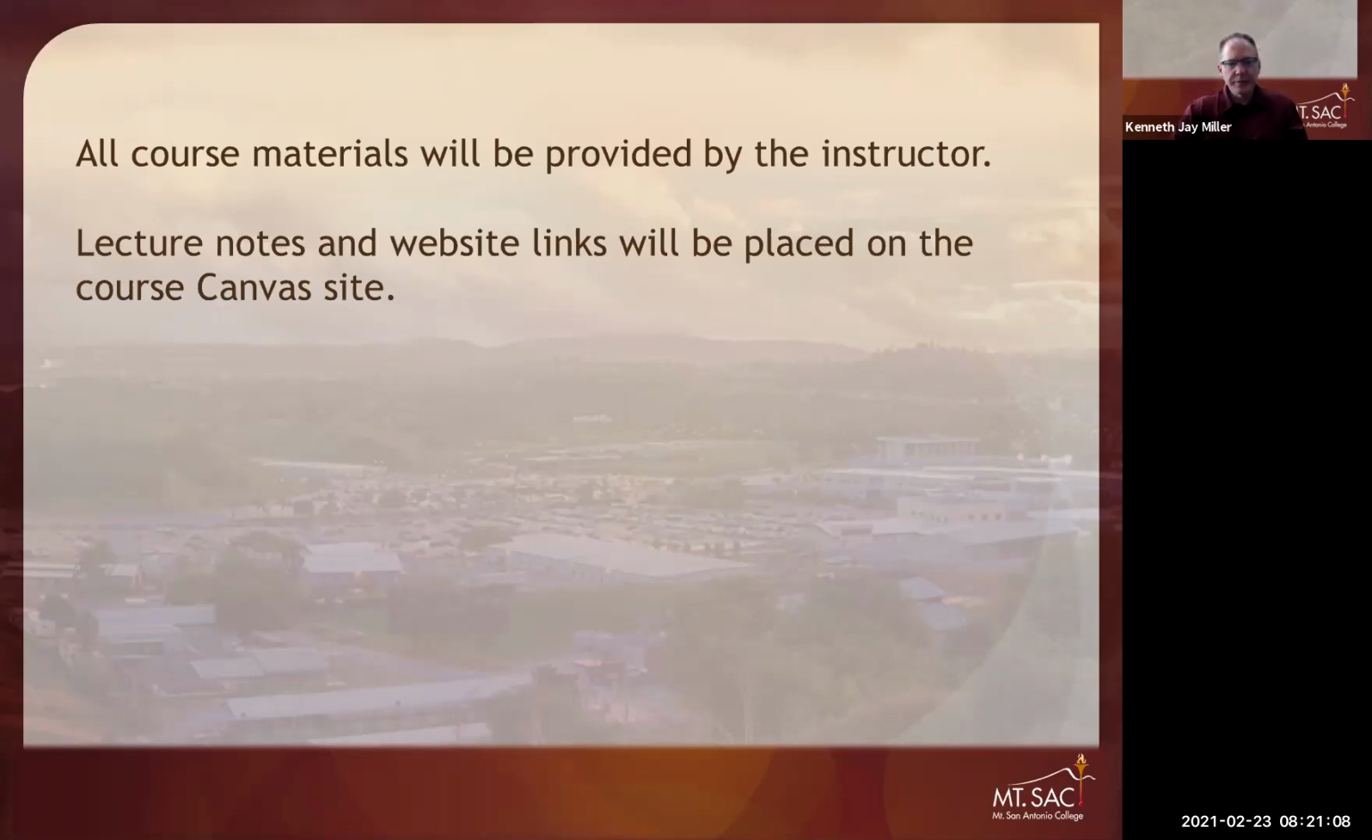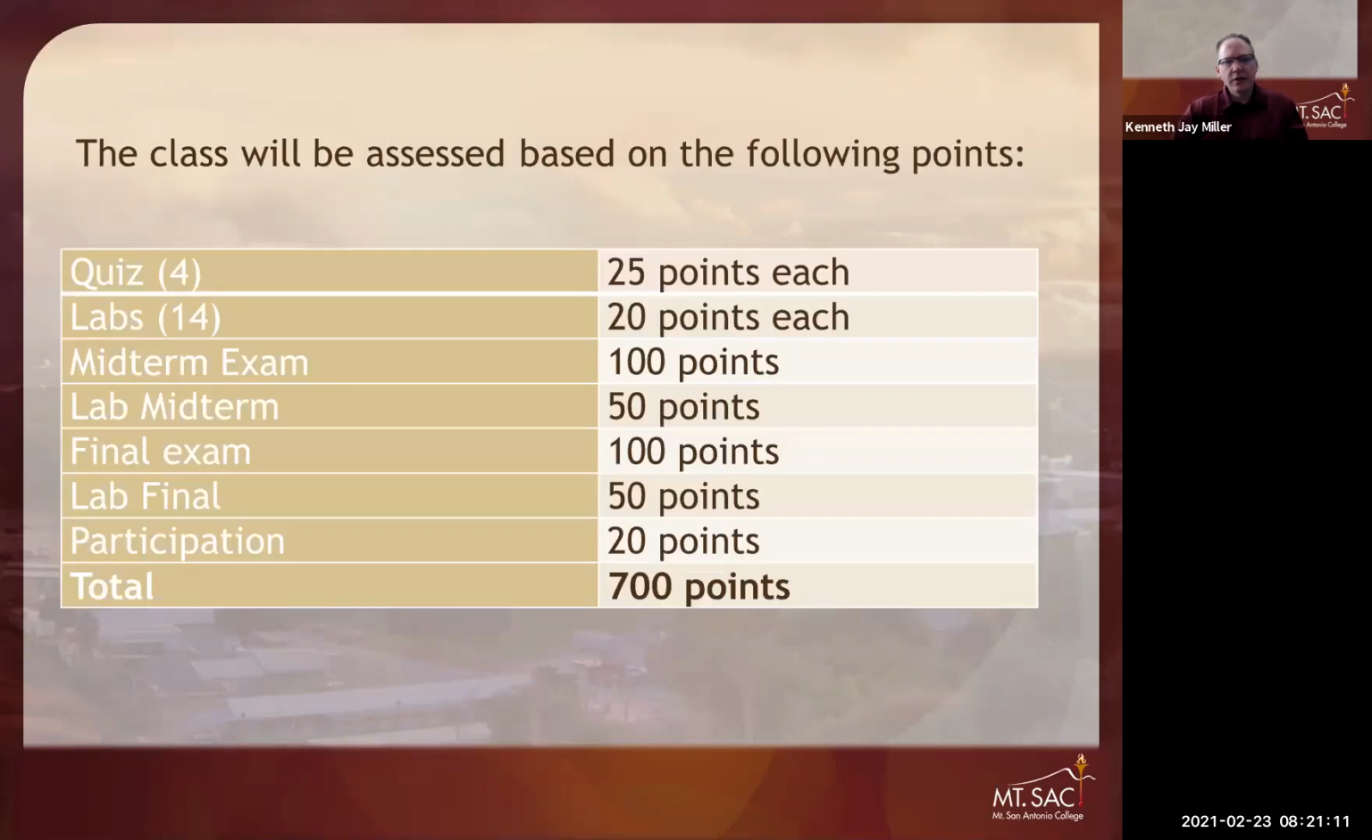Okay, so everything's there. How this class will be assessed, there's going to be 4 quizzes. There's going to be 14 labs. There's a midterm exam, a lab midterm exam, a final exam, a lab final, and then finally your participation, which is basically your attendance, will all add up to 700 points.